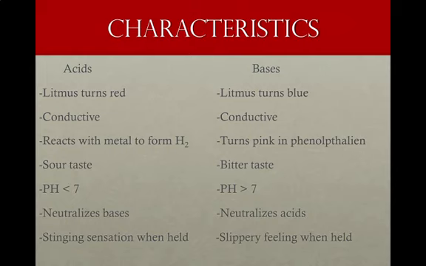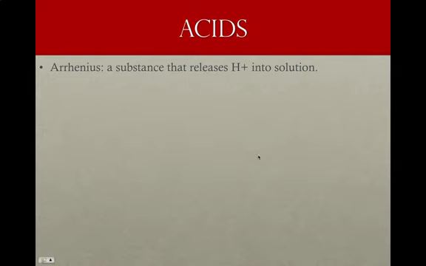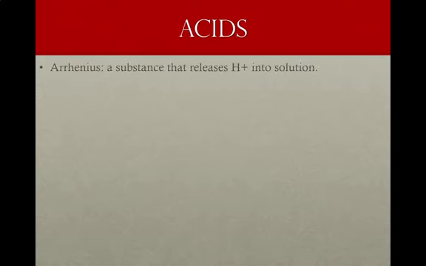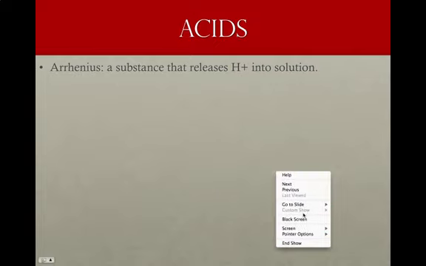So, things to know about acids. The definition of an acid, you have two definitions that you need to know. The first definition is the Arrhenius definition, and that is a substance that releases H+ into solution. And H+ ions are also called protons.